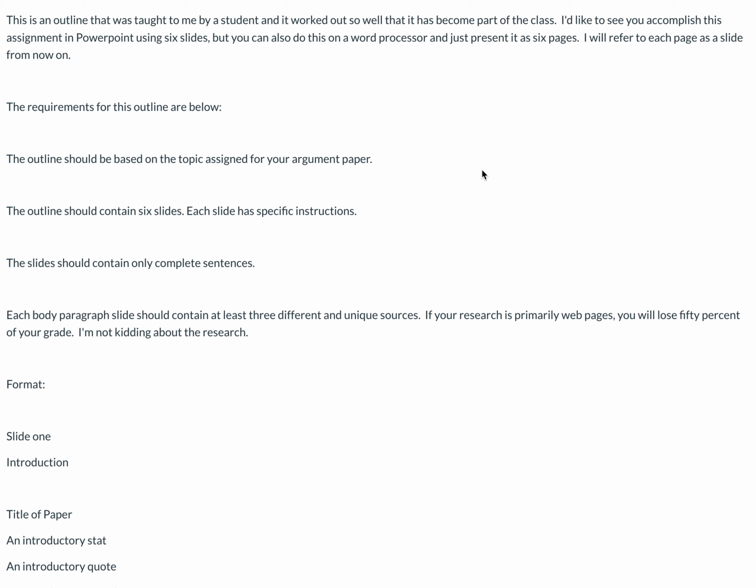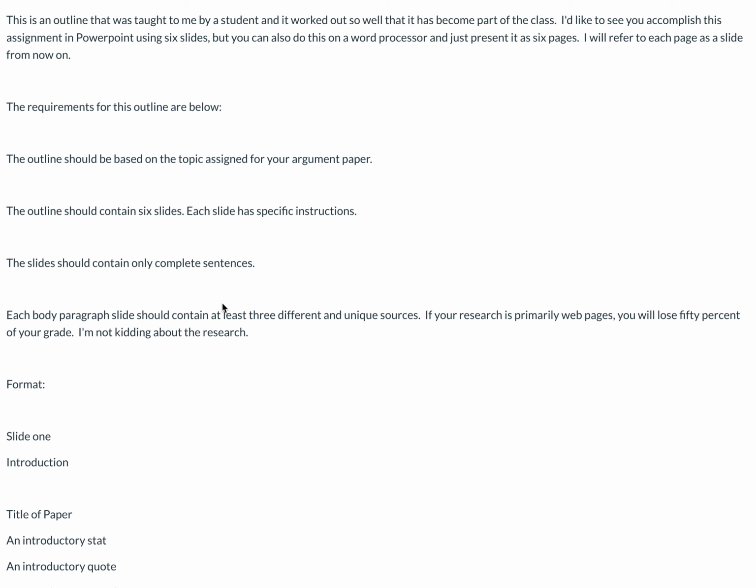I don't really mind. But the requirements are that the outline should be based on the topic assigned for your argument paper. So look at the paper topic first. Don't start writing this without the paper topic. The outline should have 6 slides, and each slide has specific instructions. Do not simply break up your paper into 6 parts, as some people have tried, and turn it in. That's not an outline. It doesn't fit the criteria as an outline. It doesn't get you thinking about the expertise you need in order to write the paper, and that's what an outline's trying to do. So please don't do that. You won't get a passing grade.